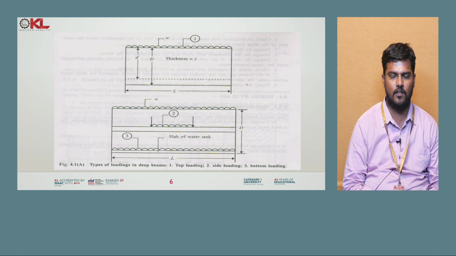And coming to the next one, in this figure, d is the normal depth and capital D is the effective depth, whereas L is the length of the beam, and t is the thickness of the beam. So here we are showing the different types of loadings in the D beam. First one is the top loading, second one is the side loading, and third one is the bottom loading. Top loading is given in the first one, directly on the top, it will be loaded from the top, whereas at the sides the loading will be given on either side of the beam, and next one similarly is the bottom loading.